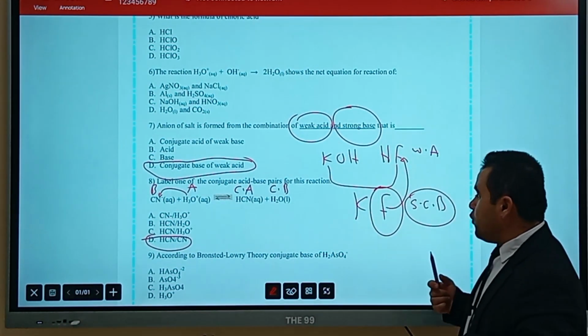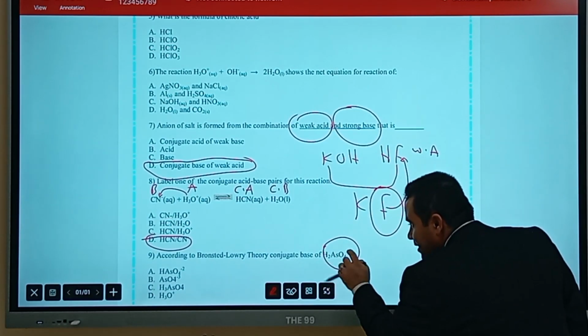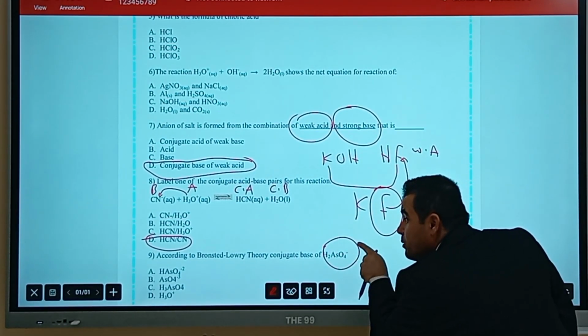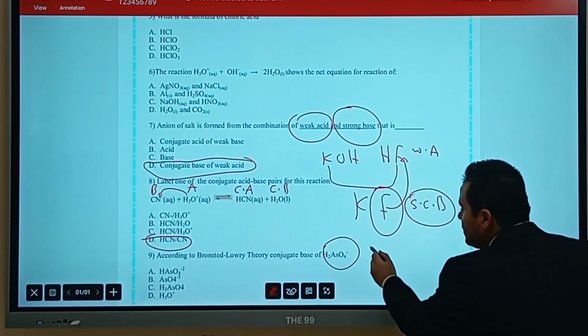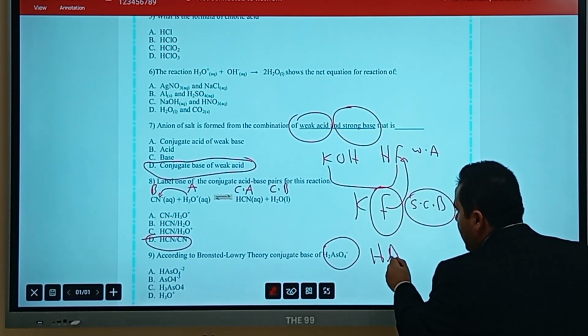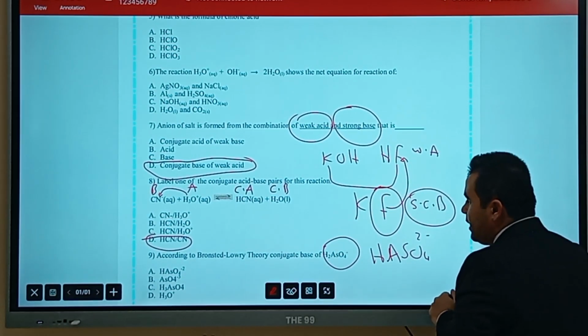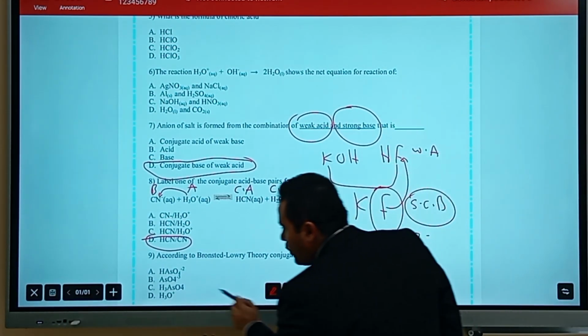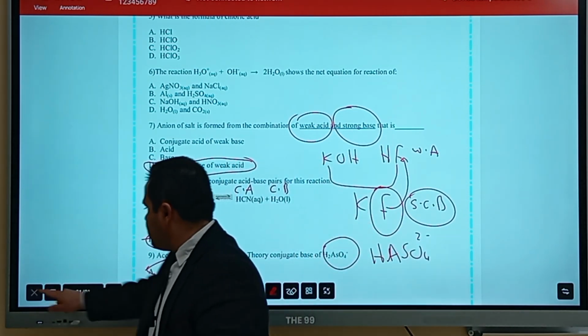According to Bronsted-Lowry theory, a conjugate base is required. Conjugate base, that means remove a proton. Remove a proton. So you get what? HSO4 two negatives. Which one? HSO4 two negatives. A is the correct answer.